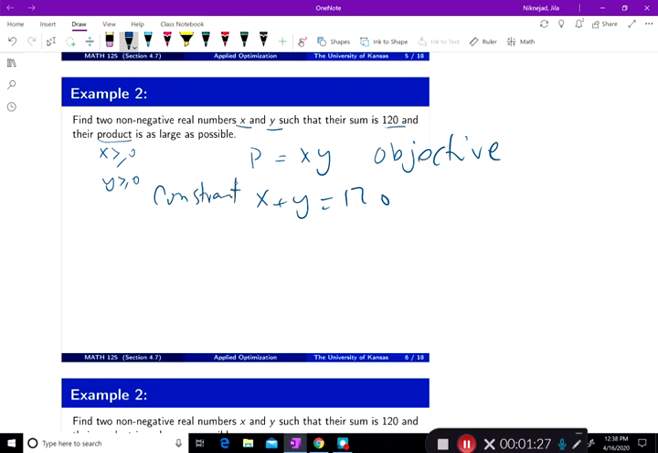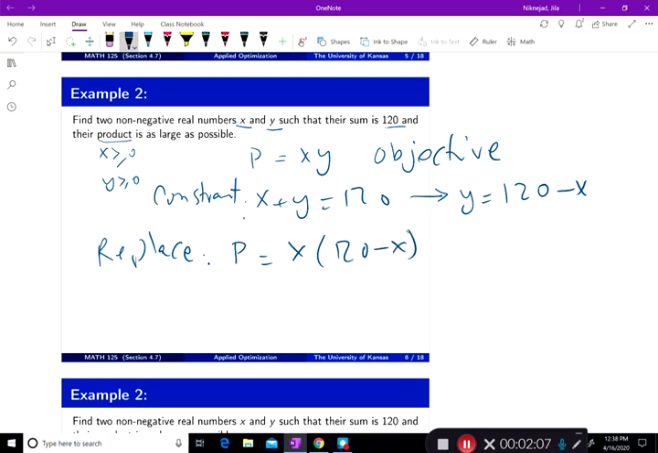Now let's look at this. Objective function is a function of x and y. I don't like that, so I have to use the constraint. That's the limit that I have, or bounds that I have, and use it to solve for one of the variables. This time around, let's solve for y. And then put it back in the objective function. Replace, sorry. And that would be x times 120 minus x.